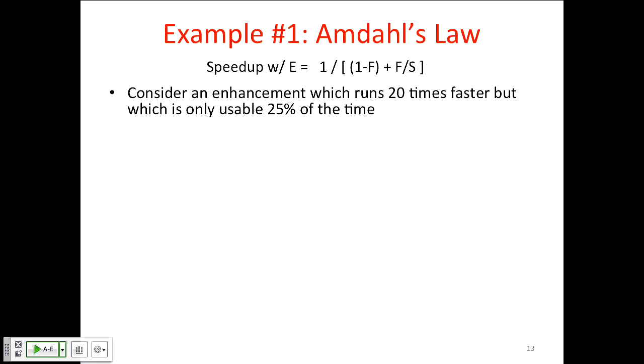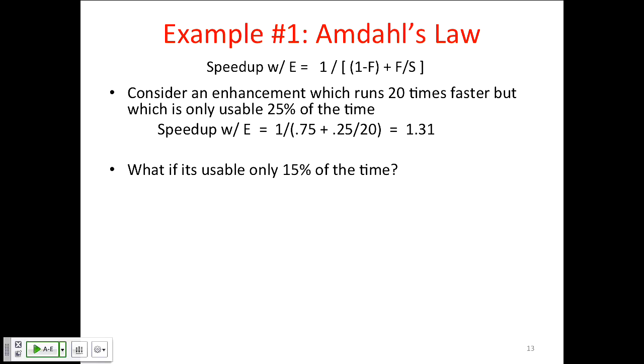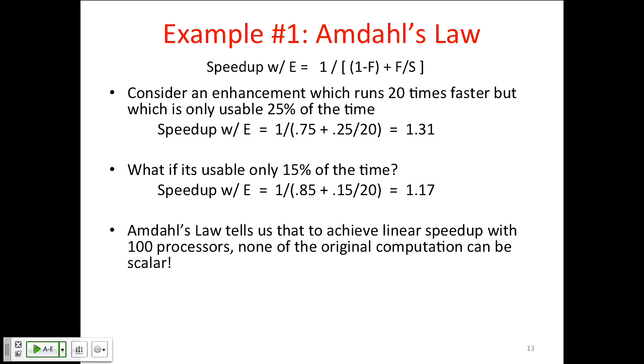Let's try another example. Say I've got an enhancement that makes things run 20 times faster, but I can only use it a quarter of the time. Just run through the numbers. Yeah, 1.31 times overall. So you've worked on this little piece of your code, you made it go 20 times faster, but it's just one piece of your code, right? So that 20 times faster gets diluted to only 1.3 times faster once you look at everything. And the smaller the fraction you can accelerate, obviously the speedup just drops.